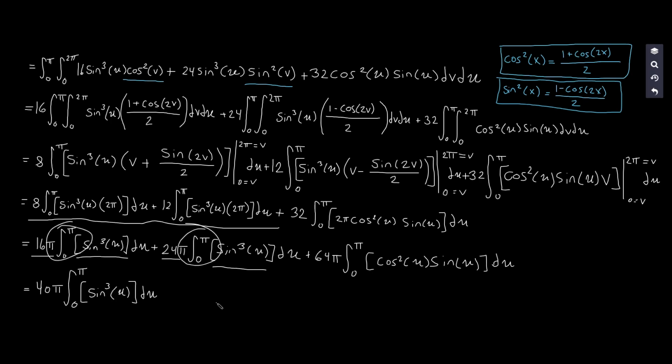And to this we're going to add 64 pi times the integral from 0 to pi of cosine squared of u times sine of u, integration with respect to u.